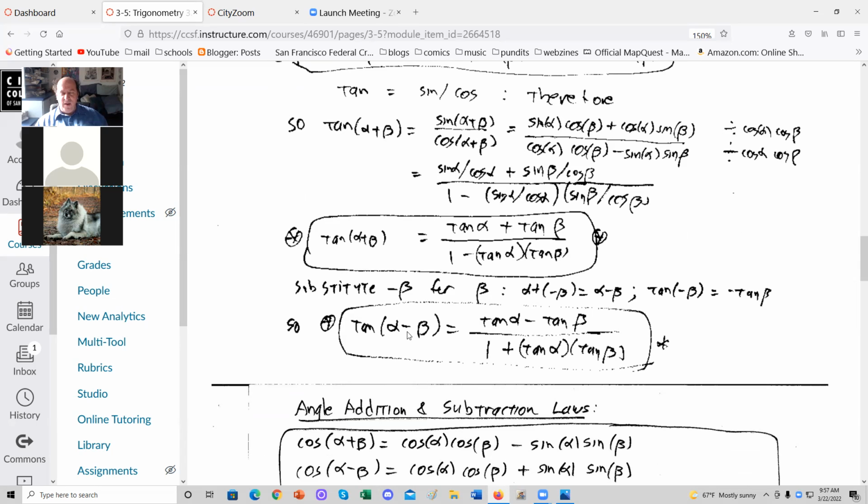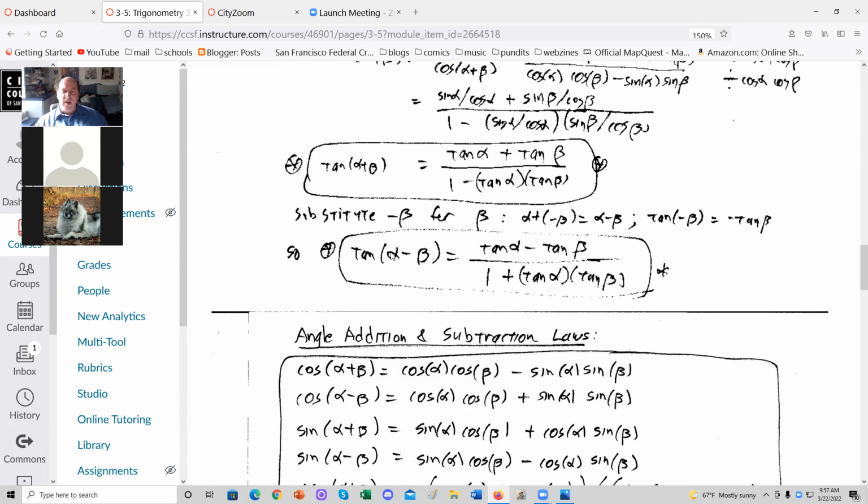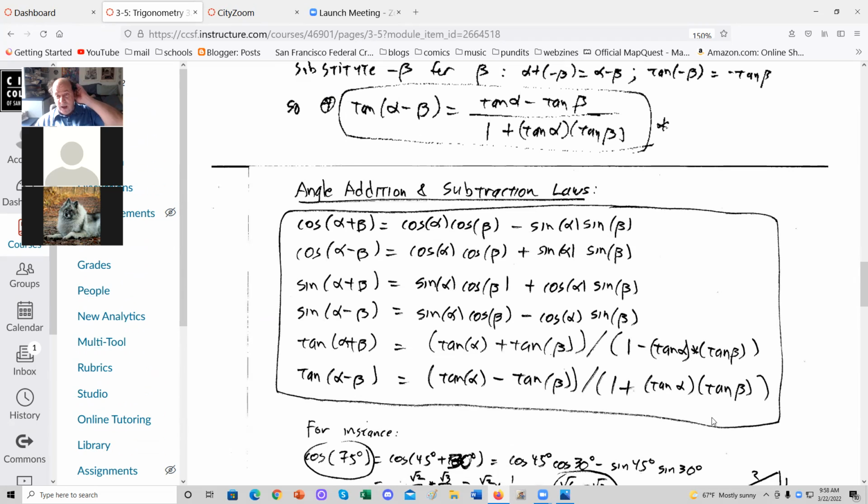To find the tangent of alpha minus beta, we substitute negative beta for beta. Then it becomes tan of negative beta, and the negative comes out and flips this. So we get tan of alpha minus beta is tangent minus tangent over 1 plus tangent times tangent. I put those here as well. So these are the angle addition and subtraction laws.